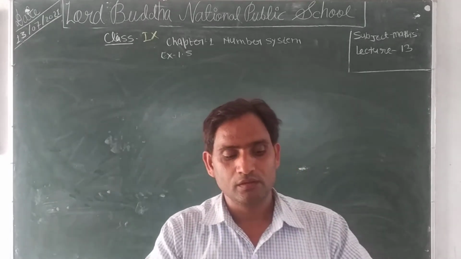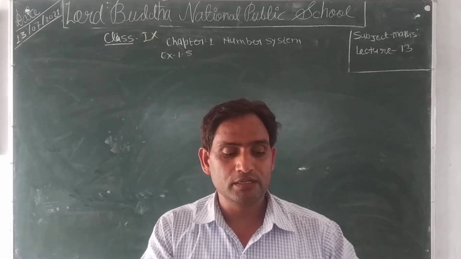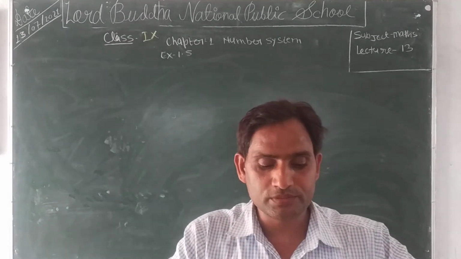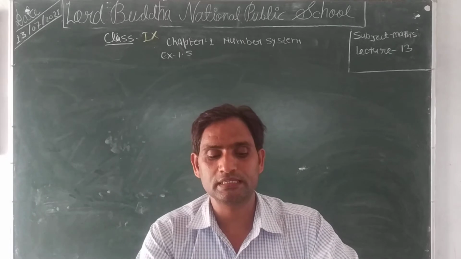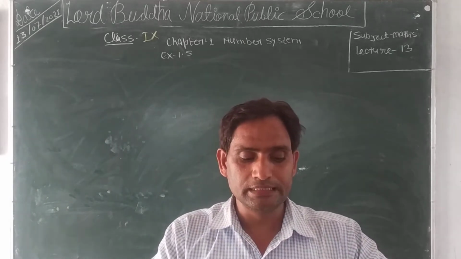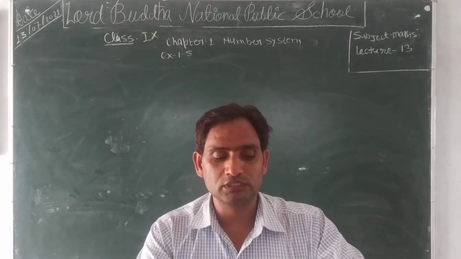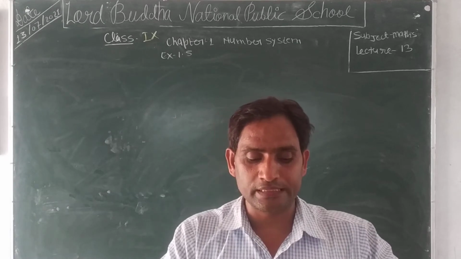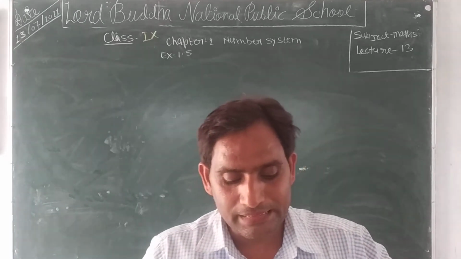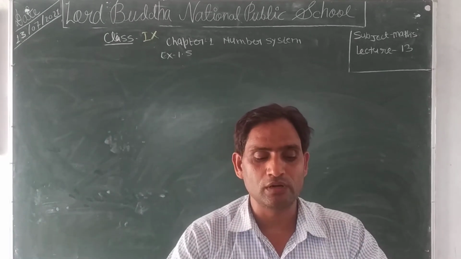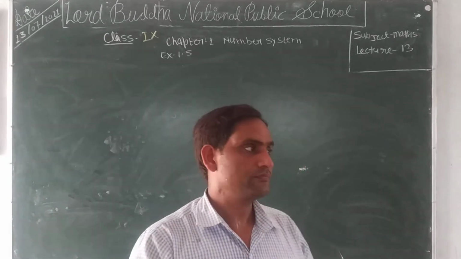Clear? The third question is: recall pi is defined as the ratio of circumference, say C, of a circle to its diameter, say D. That is pi equal to C upon D. This seems to contradict the fact that pi is irrational. How will you resolve this contradiction?